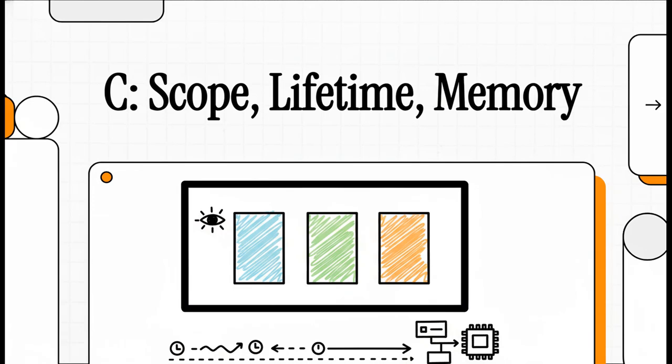All right, let's talk about C programming. Today we're going to unravel some of the core ideas that honestly cause some of the most mysterious and frustrating bugs. Variables, where you can see them, and, most importantly, how long they actually stick around in your computer's memory.